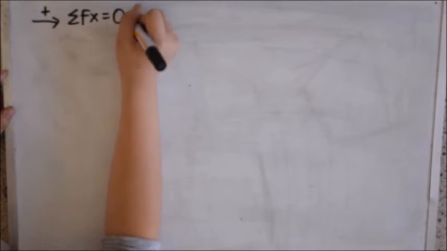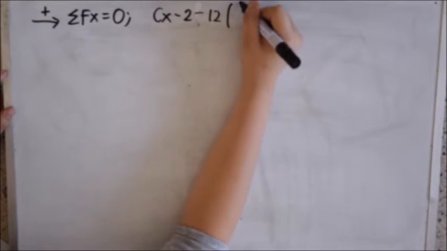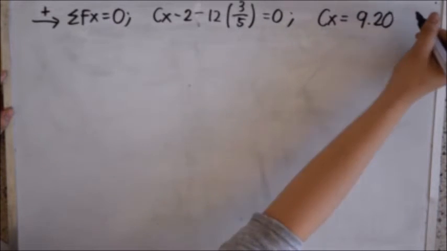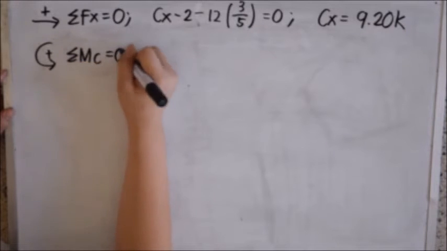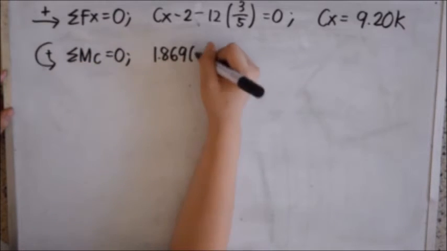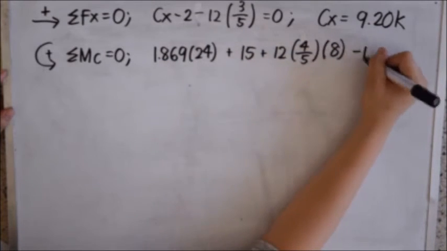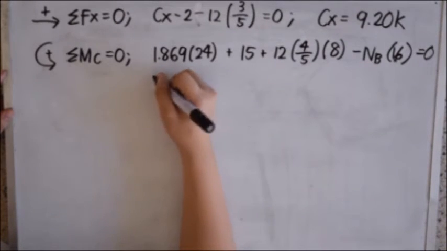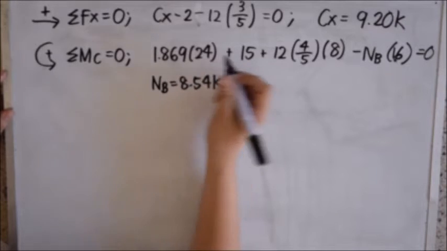So, summation of f of x is equals to 0. Cx minus 2 minus 12 times 3 over 5 is equals to 0. So, ang Cx natin is 9.20 kips. Summation moment at C is equals to 0. 1.869 times 24 plus 15 plus 12 times 4 over 5 times 8 minus NB times 16 is equals to 0. Ang NB natin is 8.54 kips.